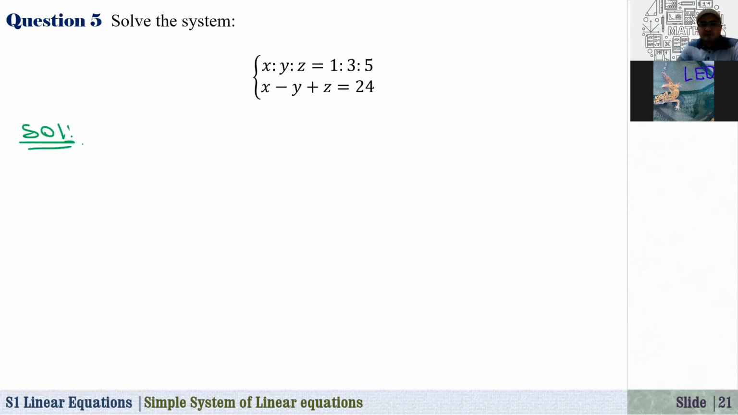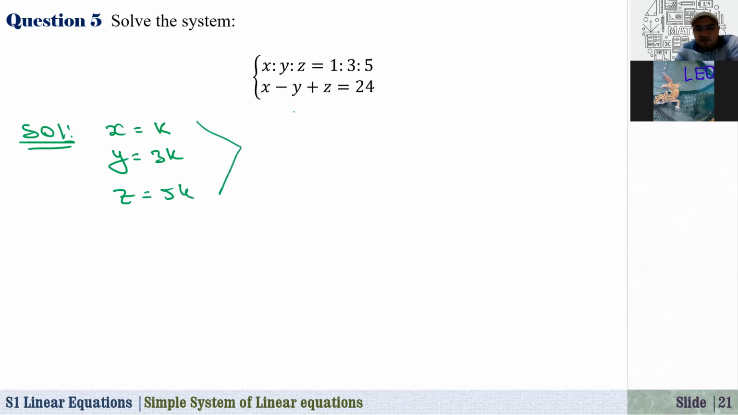Solution. So here we have x to y to z is equal to 1 to 3 to 5. So what does it mean by ratio? Since the ratio of x to y to z is equal to 1 to 3 to 5, that means that x is equal to 1k, y is equal to 3k, and z is equal to 5k.